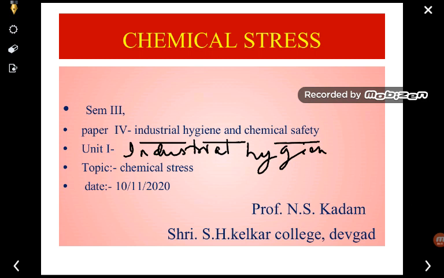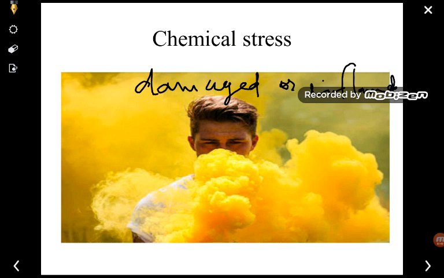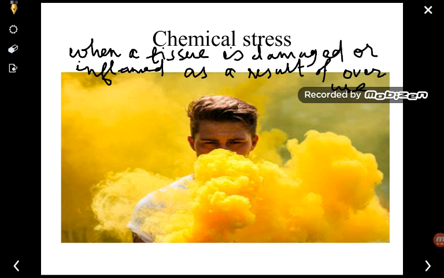So one topic is occupational environmental stress, and under this topic we have to cover chemical stress. So what is chemical stress? Chemical stress is a stress which occurs when a tissue is damaged or inflamed as a result of overuse. So how are you going to define chemical stress? Chemical stress occurs when a tissue is damaged or inflamed as a result of overuse.